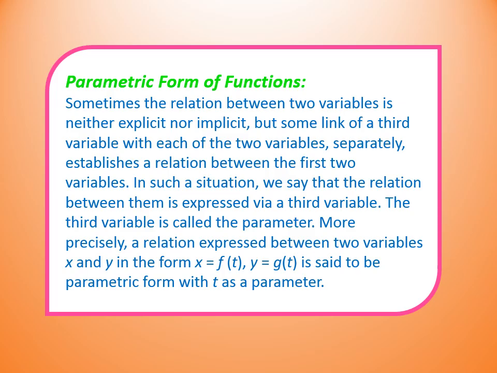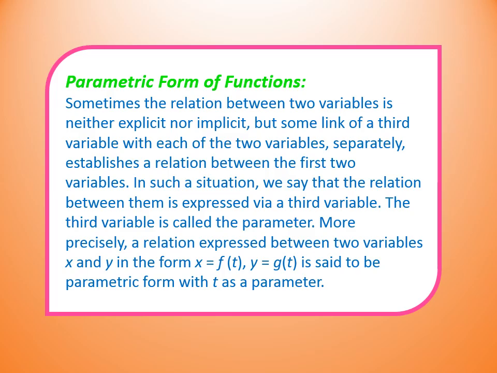Now coming to the meaning of parametric form of functions. We already learned about functions in y is equal to f(x) form, where y is a function of x. Now there may be some cases where two variables are related with a third variable. Let us suppose y is related to some variable t and x is also related to that variable t. Clear? Now we say that the relation between them is expressed by a third variable. Here the third variable I have taken is t.